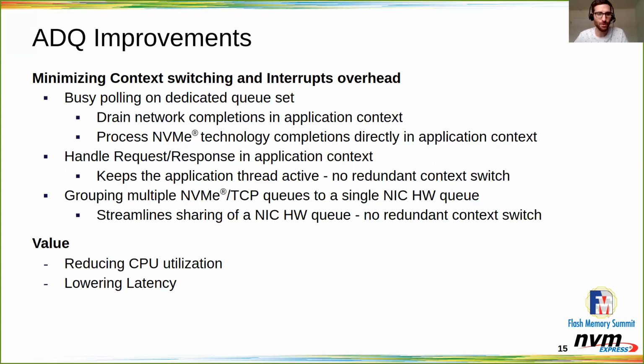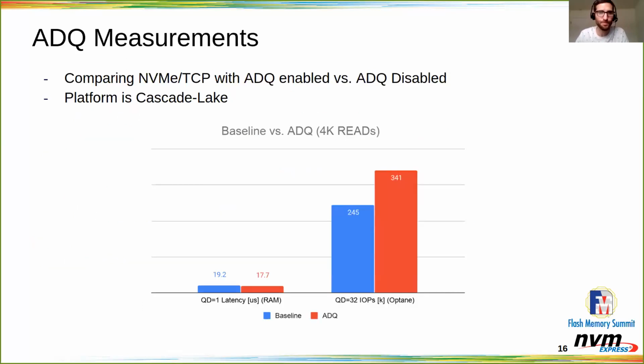without incurring needless context switches. If we remind ourselves, in the driver we had two context switches, one in the TX path, one in the RX path, and we had a soft interrupt driven from the NIC interrupt. Now we eliminated all three of them with the enhancements and ADQ together. So the value is reduced CPU utilization and low overall latency jitter.